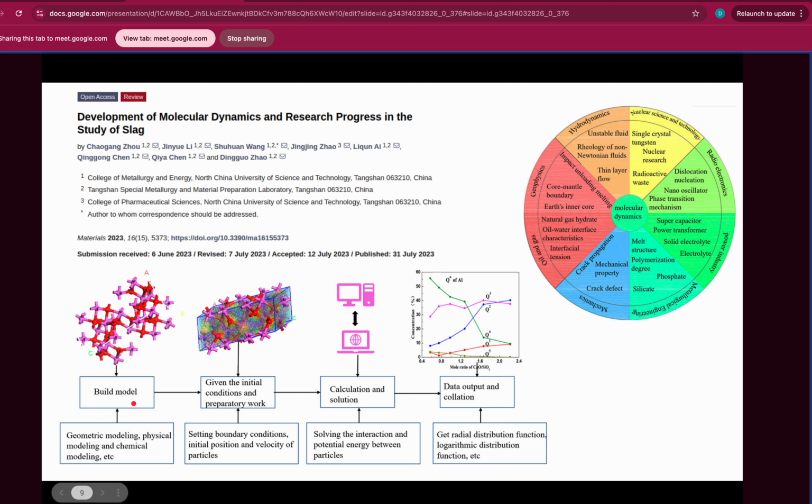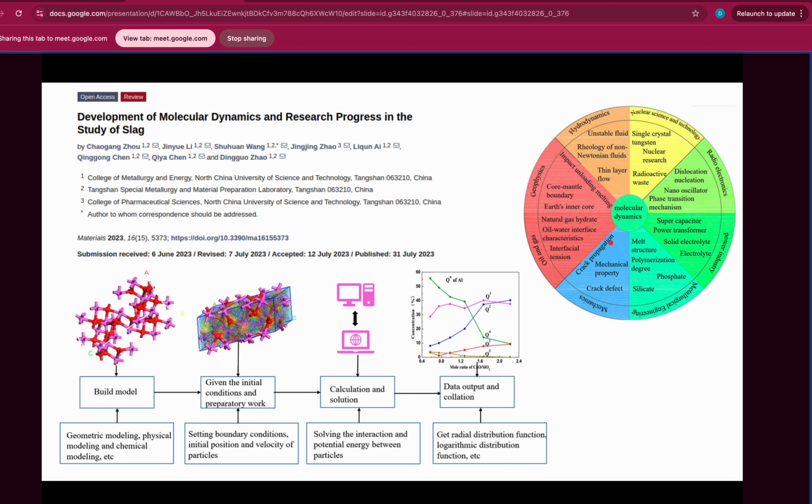First of all, we need to build a model. Then we give the initial conditions and preparatory work. Then calculations and solutions are given. Then data output and correlation. Then we get radial distribution functions, logarithmic distribution functions. So in later slides, we'll see one by one in depth about these different steps.